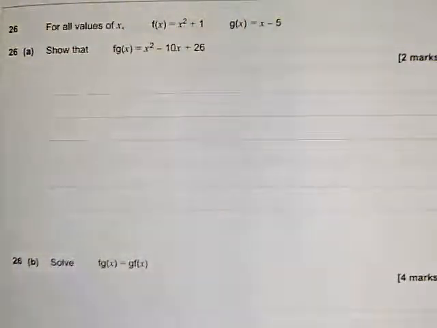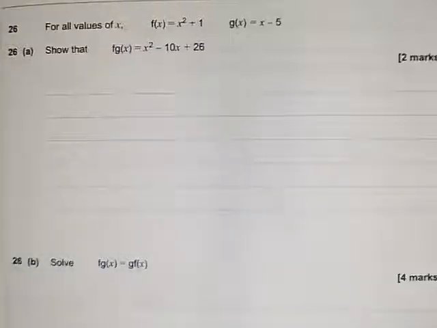Okay, question 26. It says for all values of x, f of x equals x squared plus 1, and g of x equals x minus 5. We're asked to first of all show that f of g of x equals x squared minus 10x plus 26.